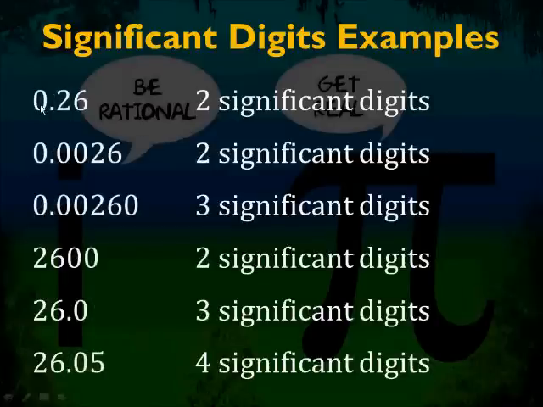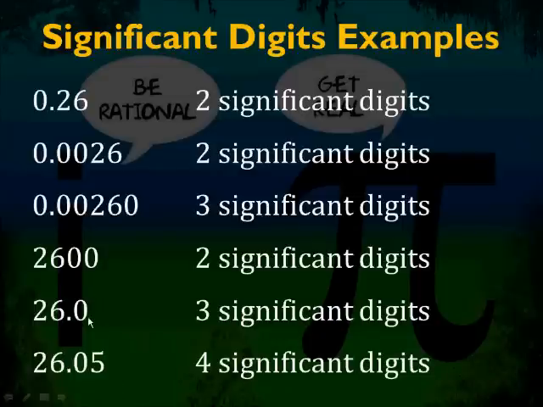0.26 has two significant digits. 0.0026 also only has two significant digits. And when you think about it, when you write it in scientific notation, you're only going to have a 2.6. If we stick a 0 after this, again, this 0 does not have to be there, but its presence tells us that it's going to be exactly 0.00260. So this is three significant digits. 2600 is two significant digits, 26.0 is 3, 26.05 is 4.